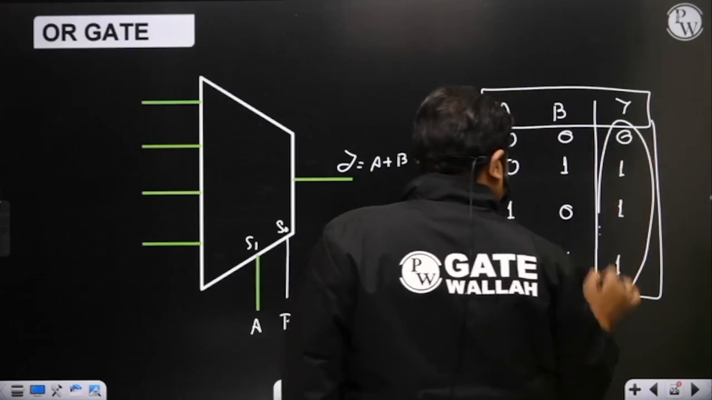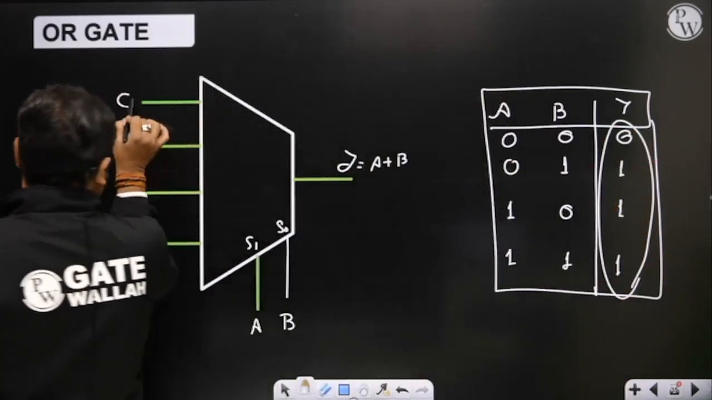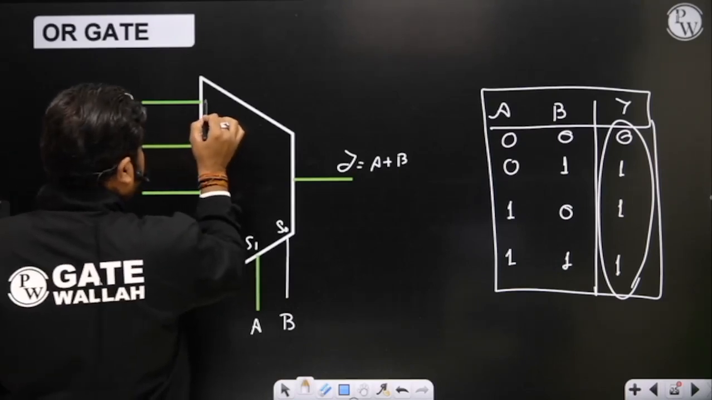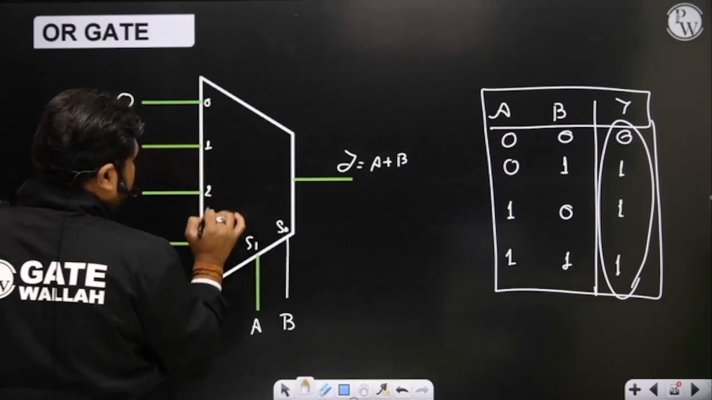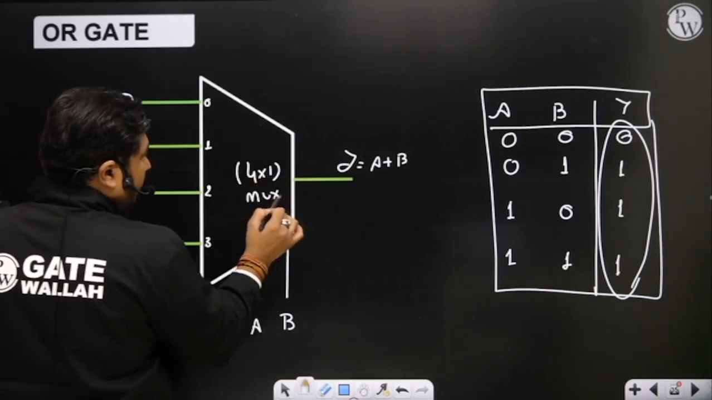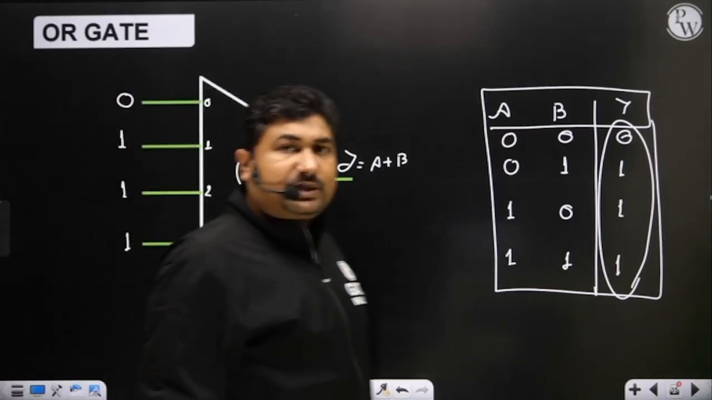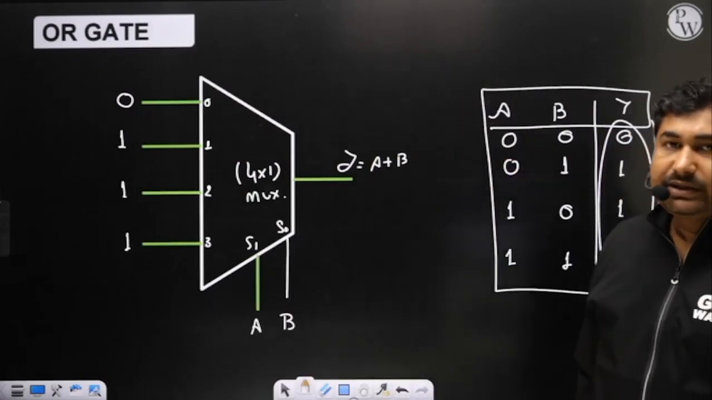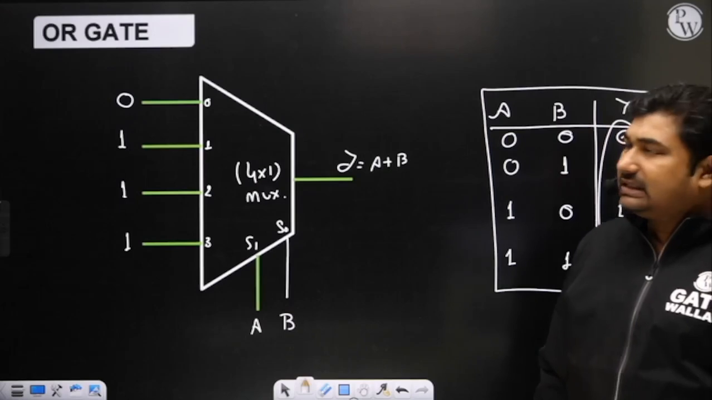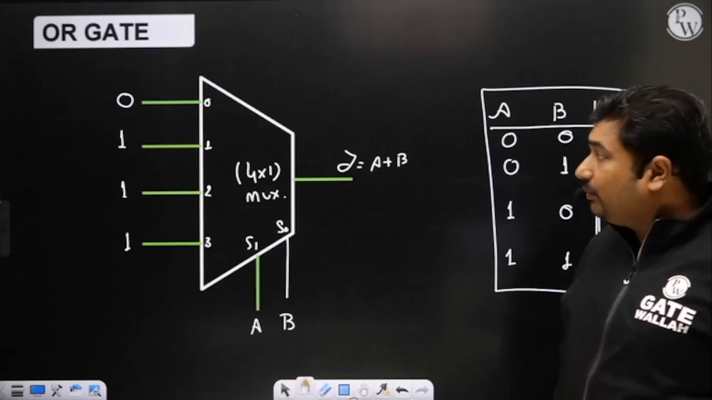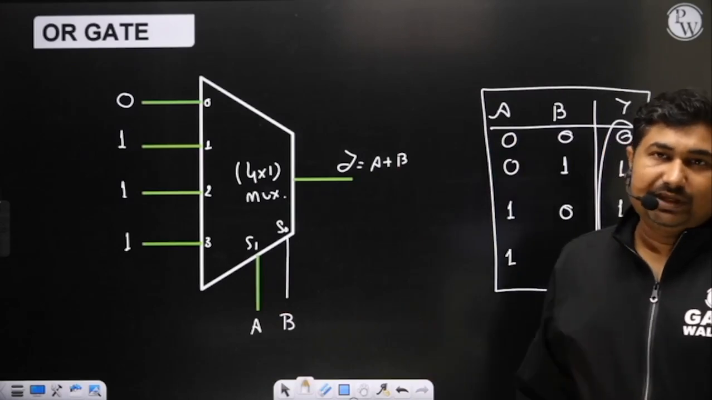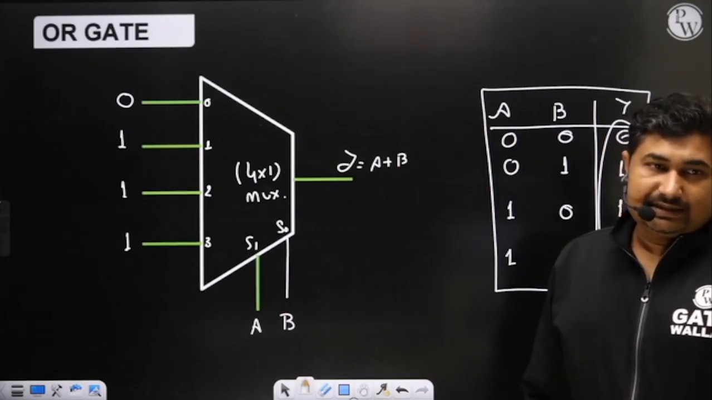So, just copy this and paste it over here. 0, 1, 1, 1. Your function will be implemented. I0 pin, I1 pin, I2 pin, I3 pin. This is your 4 cross 1 mux. Again, we can implement it by using a 2 cross 1 size multiplexer. Only one 2 cross 1 size multiplexer can implement an OR gate. So, that will be better than 4 cross 1 because the cost is lower. Is it okay? Great, sir.